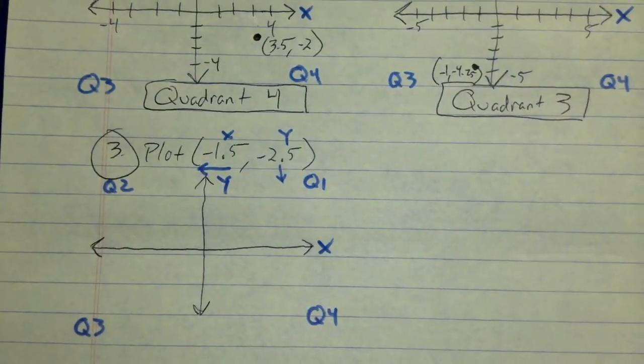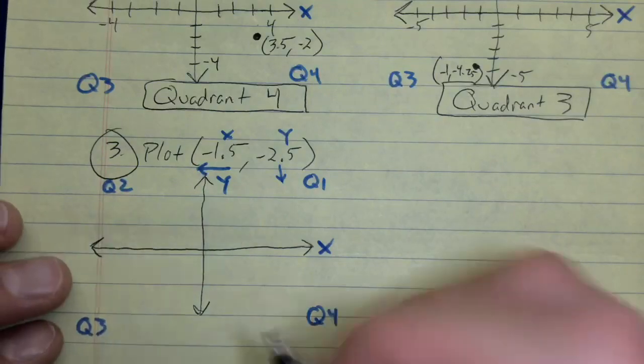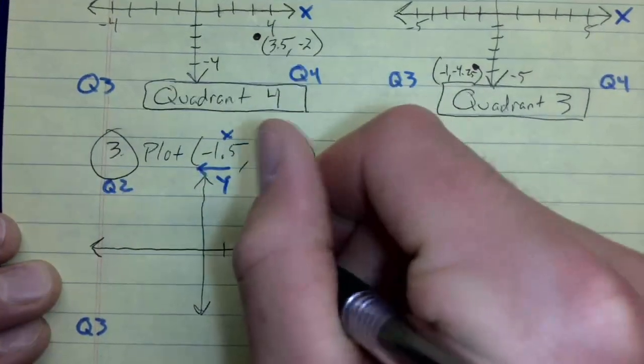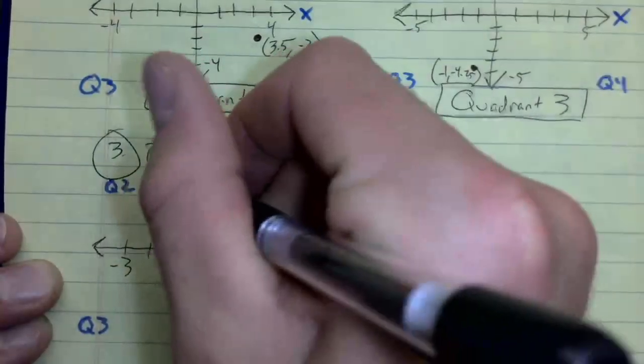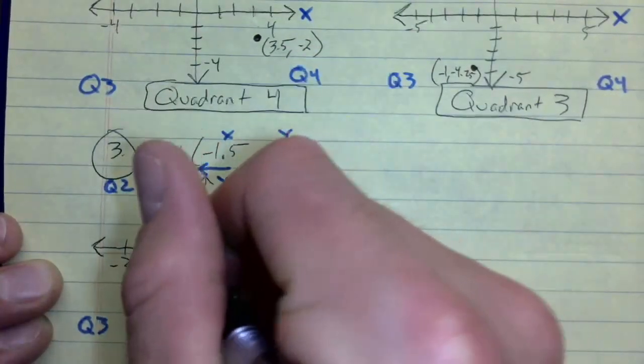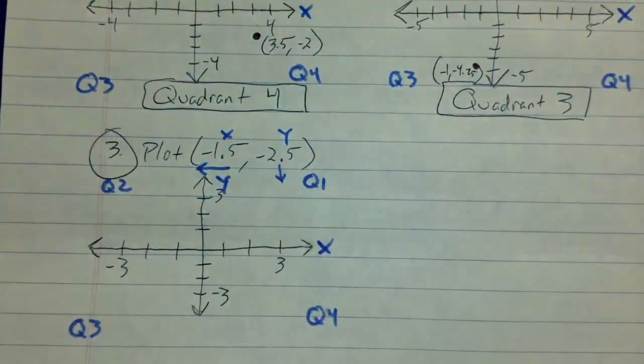All right, so just add in your tick marks. We're only going about 1.5, 2.5, so 1, 2, 3 should be plenty. Negative 1, 2, negative 3. Okay? So step 3 is just find x and y, then plot.